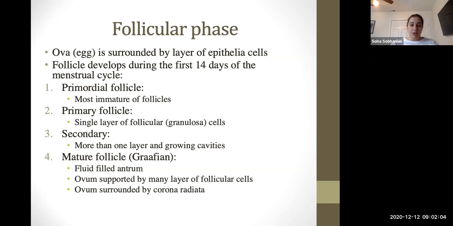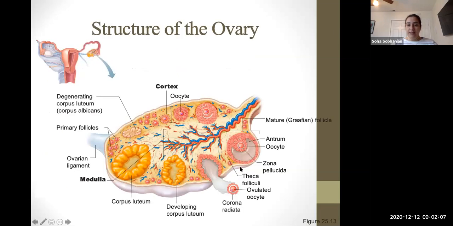So let me just show you this picture. Here is basically what we're looking at. Here are your follicular cells, right? Multiple layers of follicular cells in a mature Graafian follicle. Right here, this circle is your oocyte, which is kind of a mature egg. This space you see right here is the cavity that's filled with a fluid called the antrum.